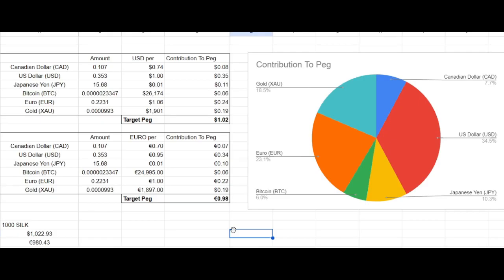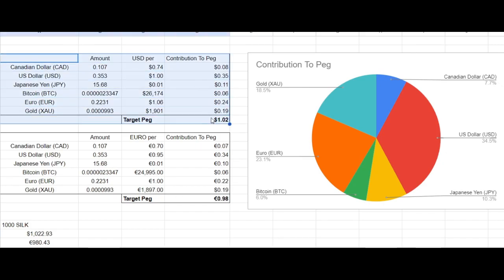Everyone. In today's video, we're going to be talking about how the Silk peg evolves over time. There are those of you who have asked, why is Silk pegged to $1.02 or $1.05 instead of $1? And what are the advantages of an evolving peg? So first off, let's start with a simple example.